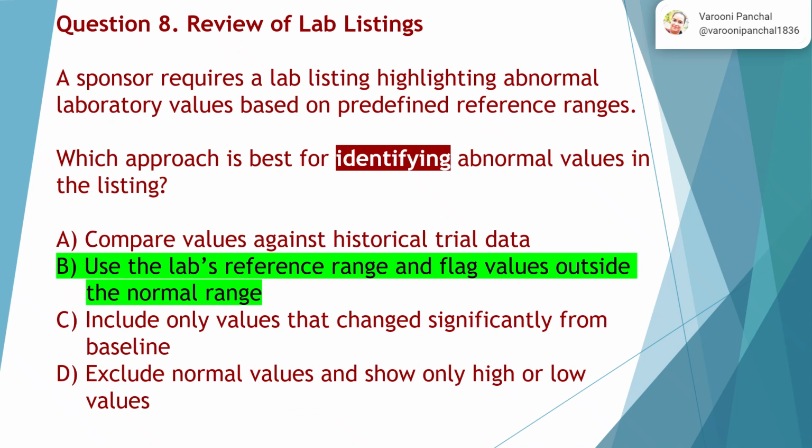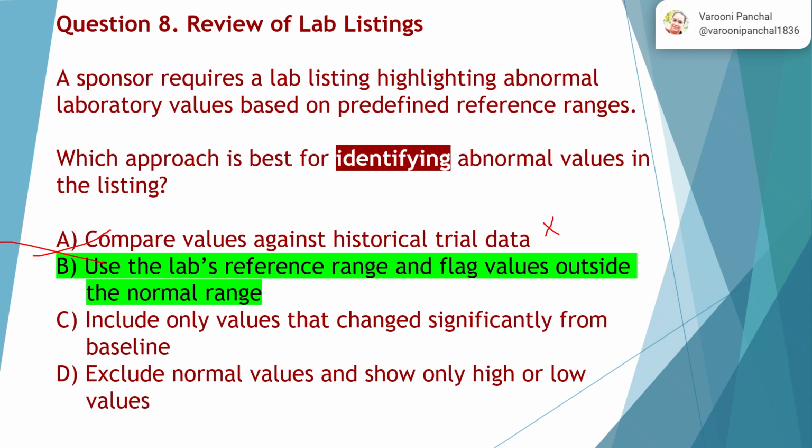Question 8. Review of lab listings. A sponsor requires a lab listing highlighting abnormal laboratory values based on predefined reference ranges. Which approach is best for identifying abnormal values in the listing? Option A, compare values against historical trial data. Now, what kind of historical data will you compare? This is irrelevant based on the study.